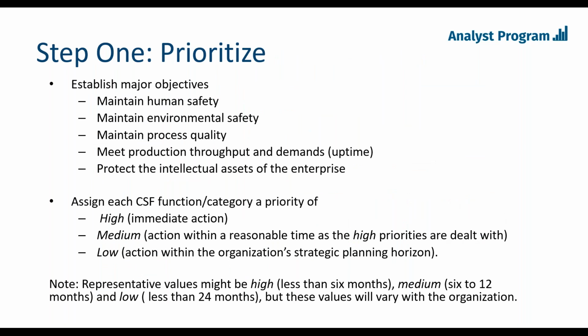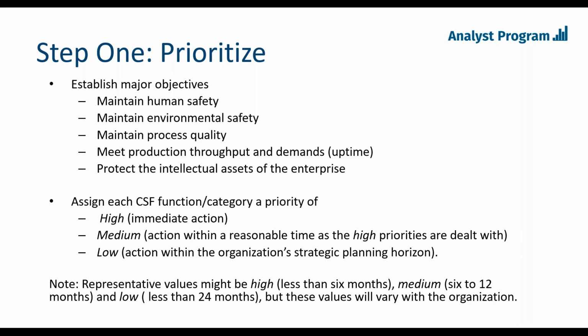So the first step is to prioritize, and this is where it gets kind of interesting because the objectives for an OT, an operational system, are not necessarily the same as might be in an IT deployment. There's the need to maintain human safety, environmental safety, process quality, meet production throughput and demands, and potentially protect intellectual assets of an enterprise, especially in the manufacturing space.